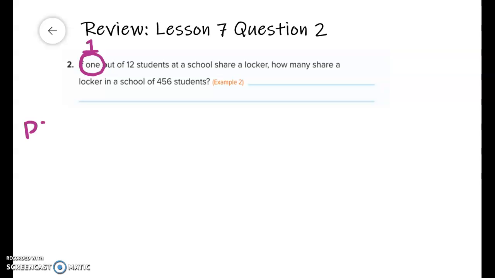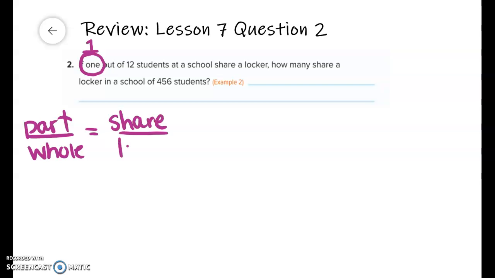I'm going to recognize that this is a part to whole comparison. We are comparing the students who share a locker to the total number of students in the school. They tell us the ratio is 1 to 12, and they are asking us about 456 students. So here we're asking how many share.